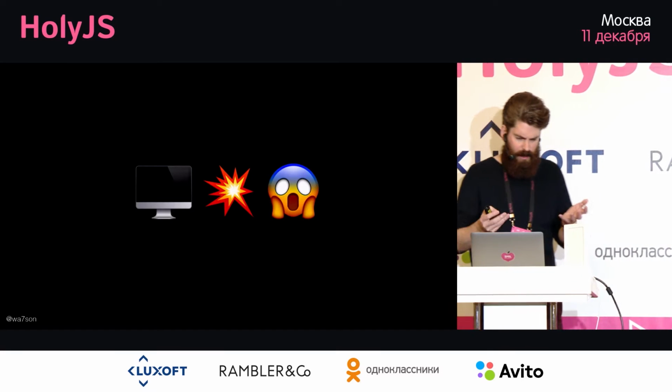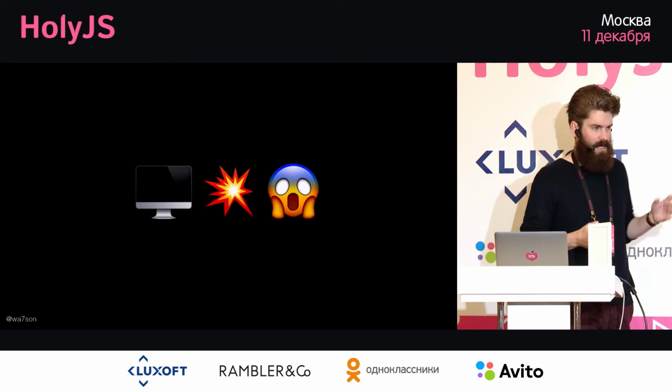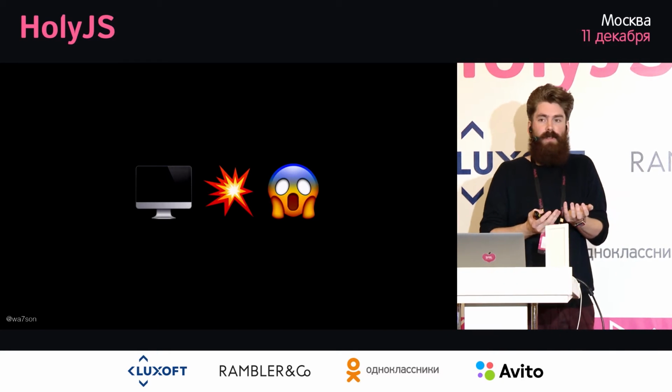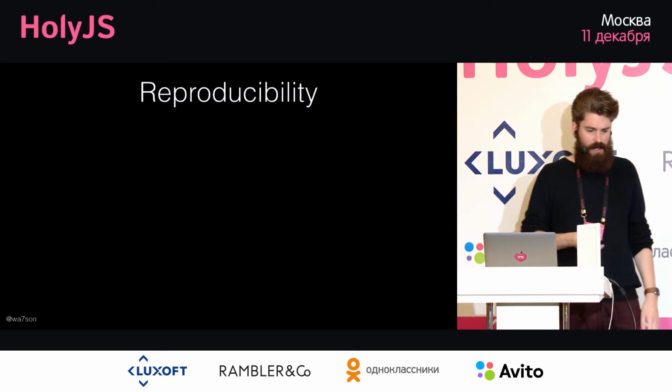You look at the stack trace, you look at the code, and there's no bug there. It might be because the user sent you some data that you didn't expect, but you can't see the data in the stack trace. The data is gone. So let's talk about reproducibility.